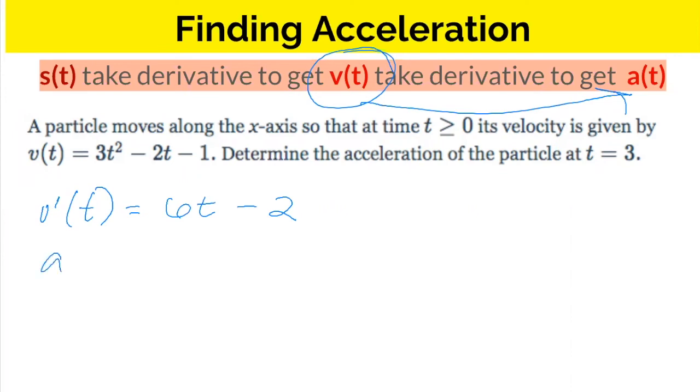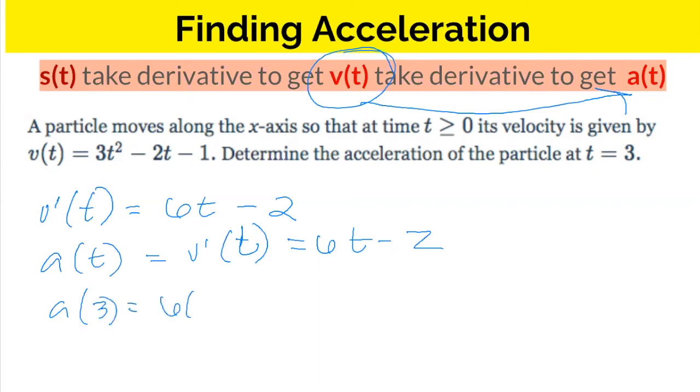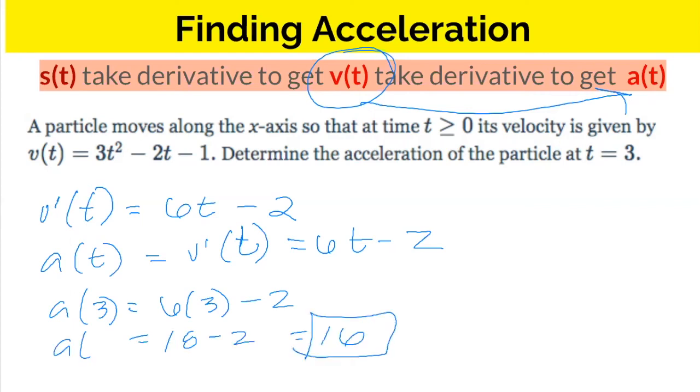That means we have acceleration. This also equals our acceleration. So acceleration equals v prime of t equals 6t minus 2. We're going to say acceleration is 6 times 3 minus 2, which is 18 minus 2, which is 16. Okay, so that is your acceleration when they gave you the velocity function.